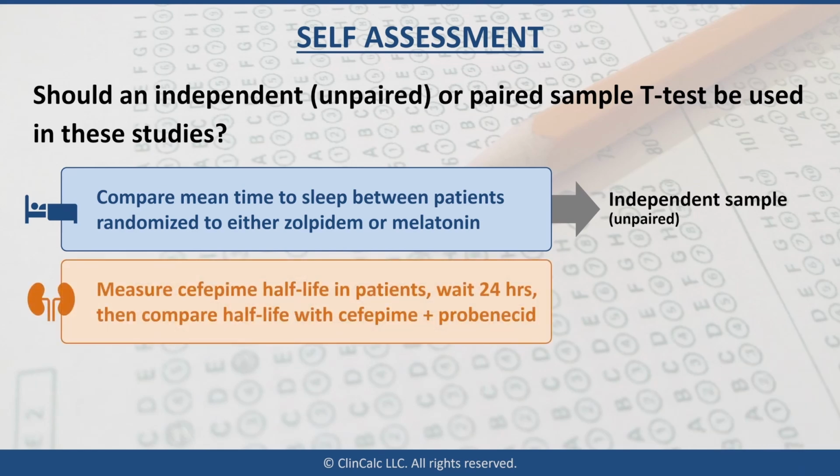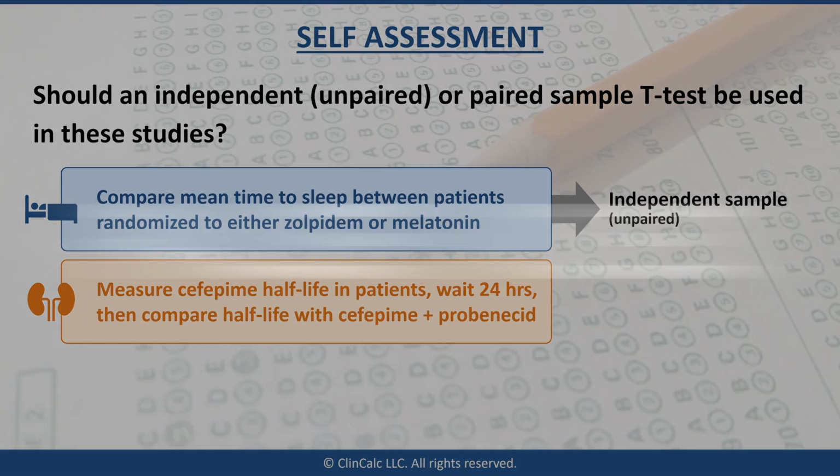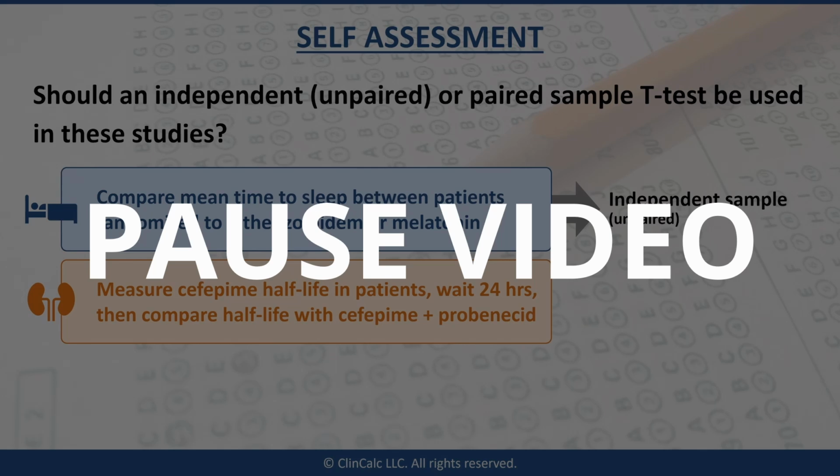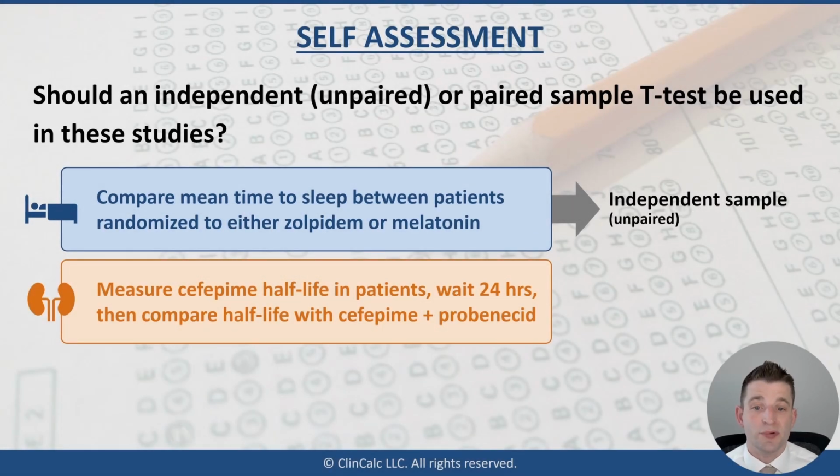What if we looked at measuring cefepime half-life in patients, waiting 24 hours, then comparing the half-life with cefepime in addition to another drug called probenecid, which can impact the beta-lactam pharmacokinetics. So in this case, we have a pre-post design. Patients get cefepime, we measure something, then we wait, we give them cefepime again, but then we add an additional drug and then measure drug levels again. So this is a paired sample because the patient is serving as their own control.